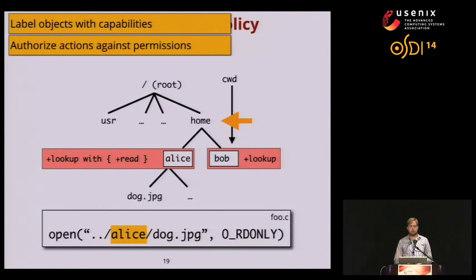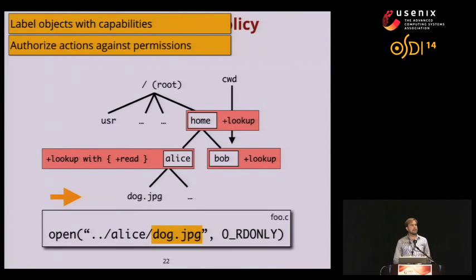Next, I need to look up Alice in the home directory. But you'll notice here I don't actually have any privileges for home, so we'll prevent the action, and the system call is going to return with an error. Of course, this isn't a super interesting example, so I want to consider the case where I actually had some capability for this directory. In this case, the lookup will actually succeed. And finally, I'm in the state where I need to look up the file dog.jpg in the directory Alice. So again, I have the necessary privileges, and the lookup is going to succeed.